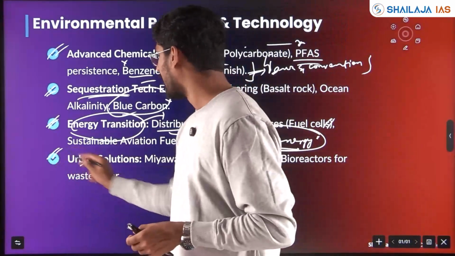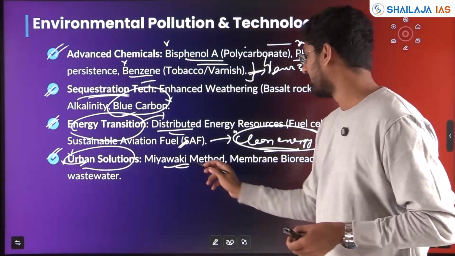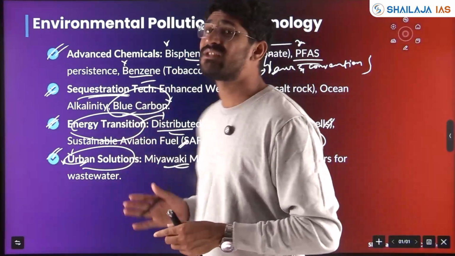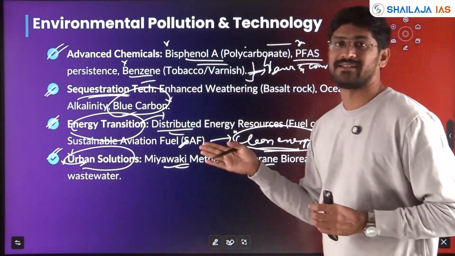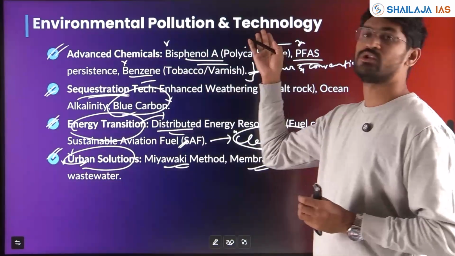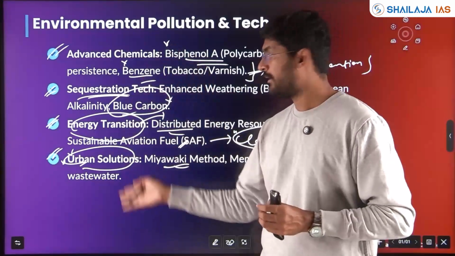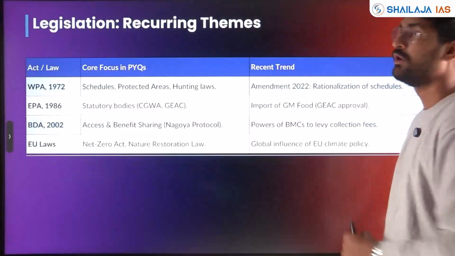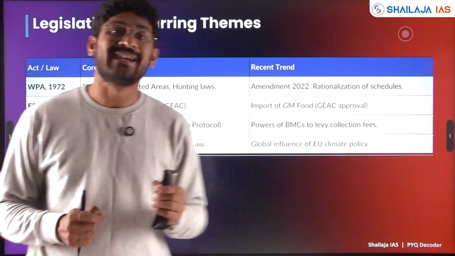And then we have urban environmental solutions. For example, the Miyawaki method was asked, membrane bioreactors for wastewater. All these questions were asked in UPSC PYQs of the last 5-6 years. So these are the important themes in the environmental pollution and new technologies syllabus of UPSC. So it's important you go through this, you map these themes and you study accordingly.